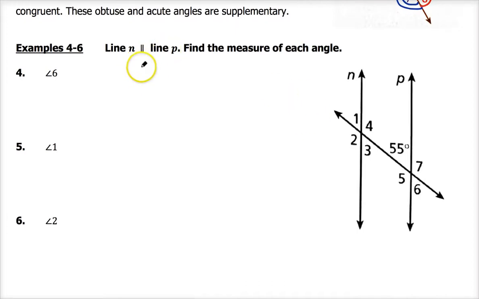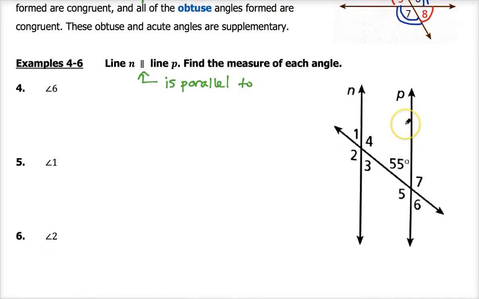I've told you in the directions that line N, which is this vertical line, is parallel to line P. That's what this symbol here means in these directions. This symbol means "is parallel to." So line N is parallel to line P, and based on that information, we're going to find the measure of each angle. Notice we have a transversal here, this line, that's intersecting both of these lines N and P, and therefore we're getting 8 angles again.